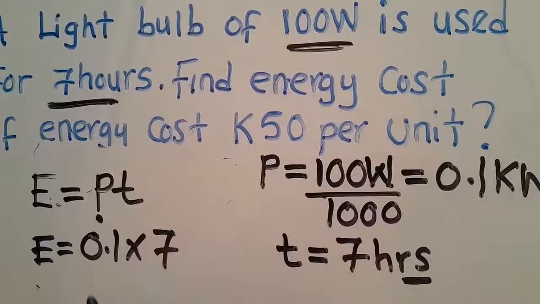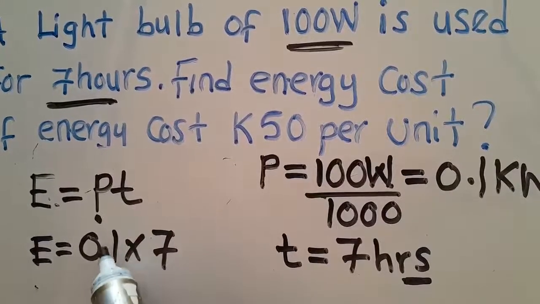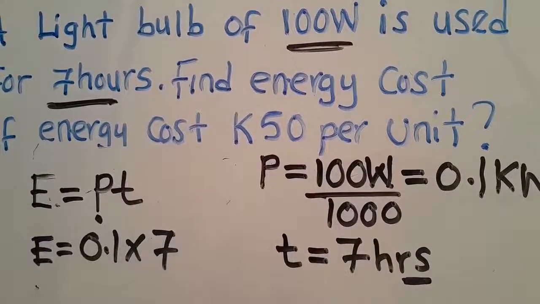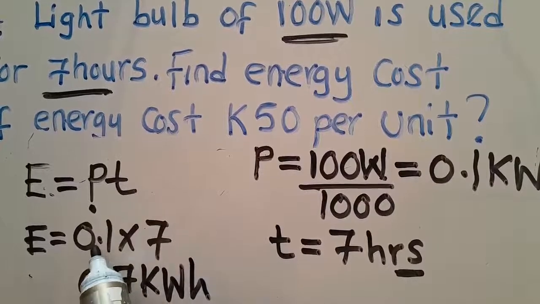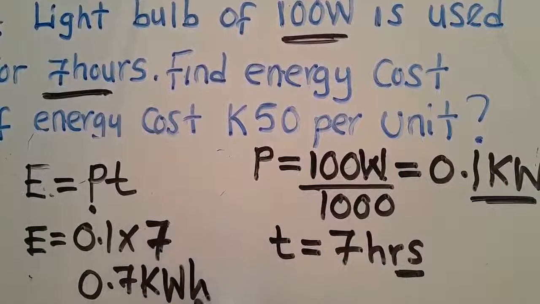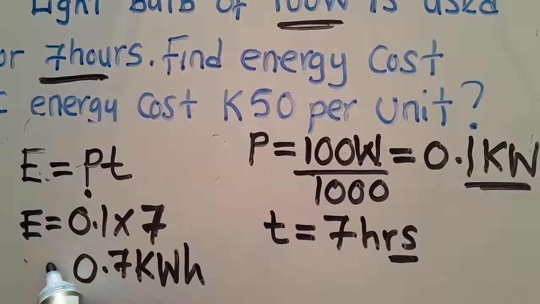So 0.1 times 7, what answer are you going to get? You are going to get 0.7. So the 0.7, this is kilowatt hour. You know that the power there is in kilowatts, and the 7 is hours, this is the H.